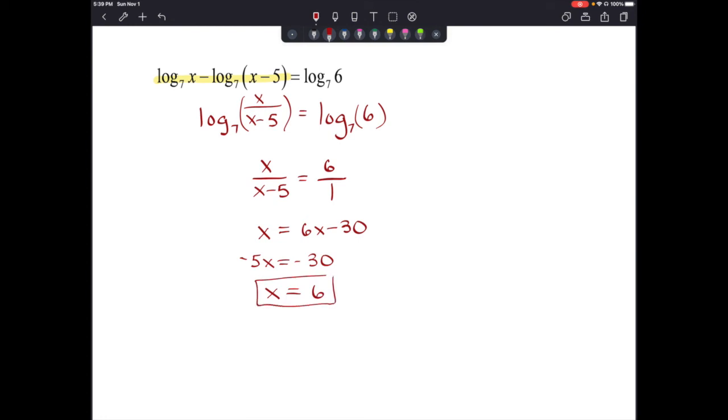Now let's check it. If we put it in up here for this x and we put it in for this x, it should still make these statements true. We have log base 7 of 6. That works. And then we have log base 7 of 6 minus 5, which would be 1. And that should work as well. So our answer for this one, x equals 6.